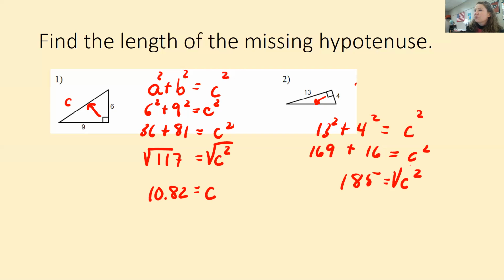So to find the length, I'm going to find the square root of 185. I just plug it right into my calculator, and my answer is about 13.6. 13.6 is our hypotenuse, which is the longest side, which makes sense.